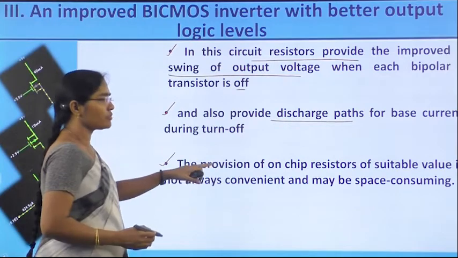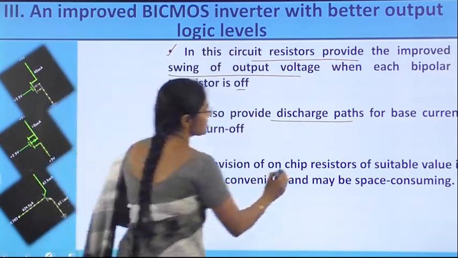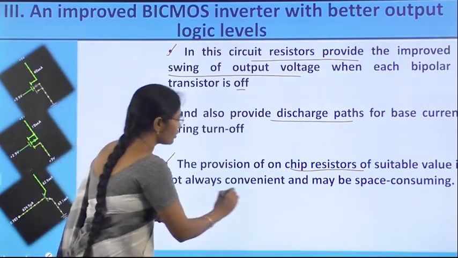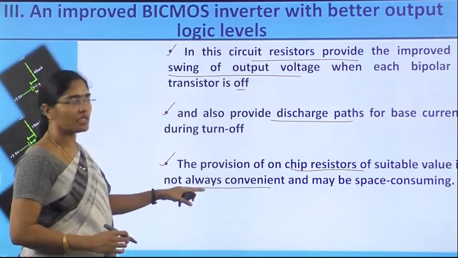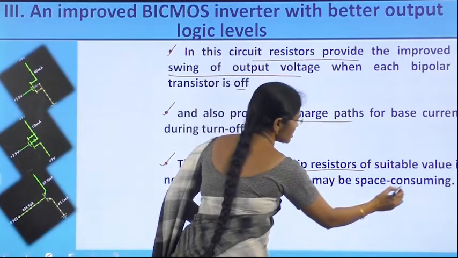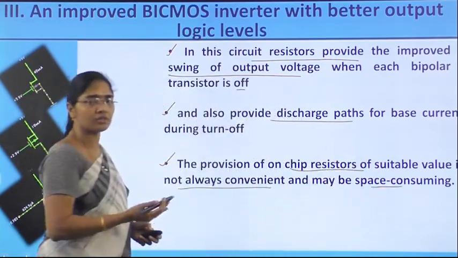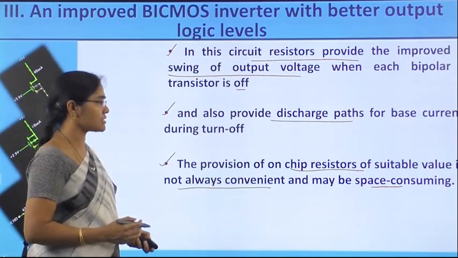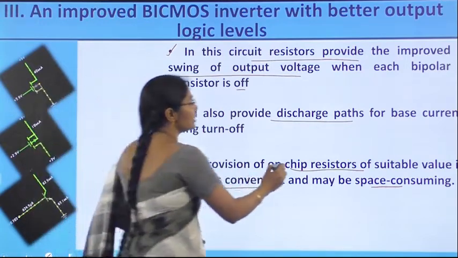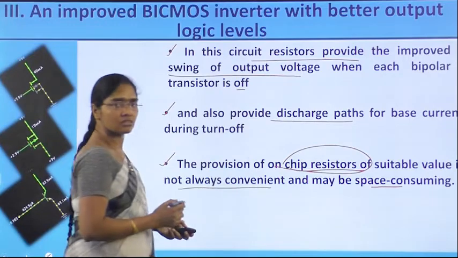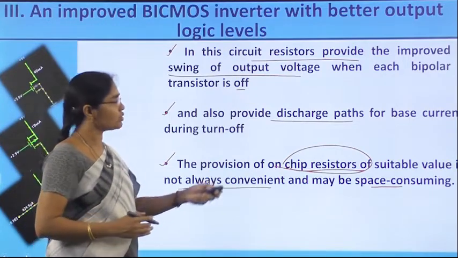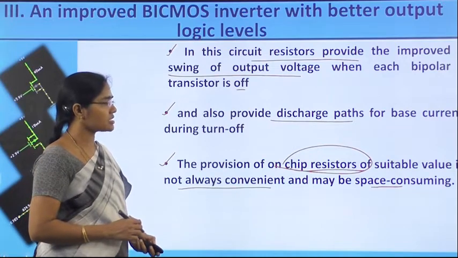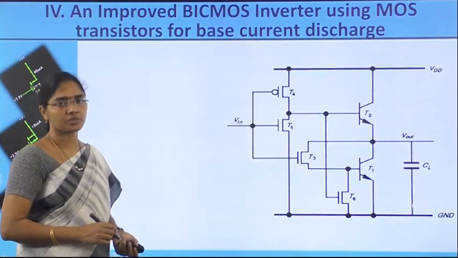And the provision of on-chip resistors of suitable value is not always convenient and may be space consuming. That means it may take more area. Therefore, having on-chip resistors is not a suitable solution. To eliminate that problem, those resistors are replaced with MOS transistors. That is nothing but the fourth circuit.